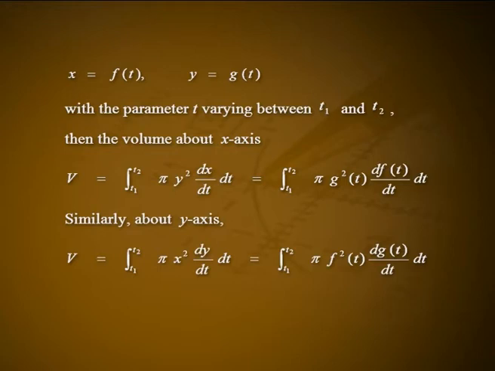Similarly, about y axis V is equal to integral from t1 to t2 pi x square dy by dt dt, which is equal to integral from t1 to t2 pi f square of t d of g of t by dt dt.